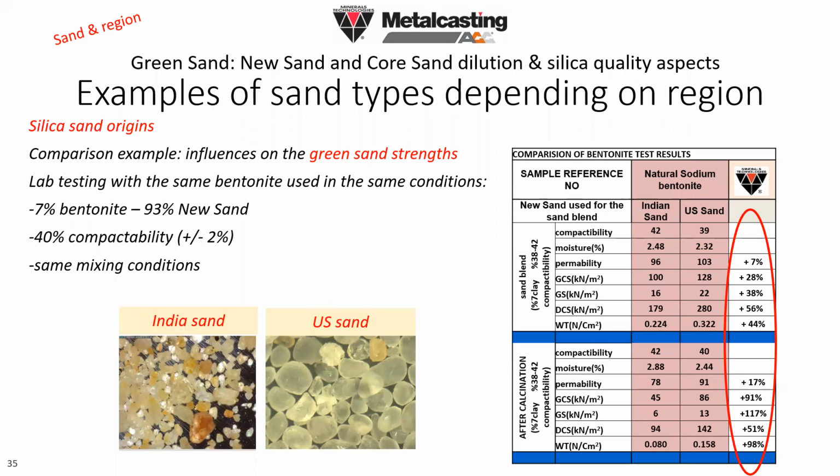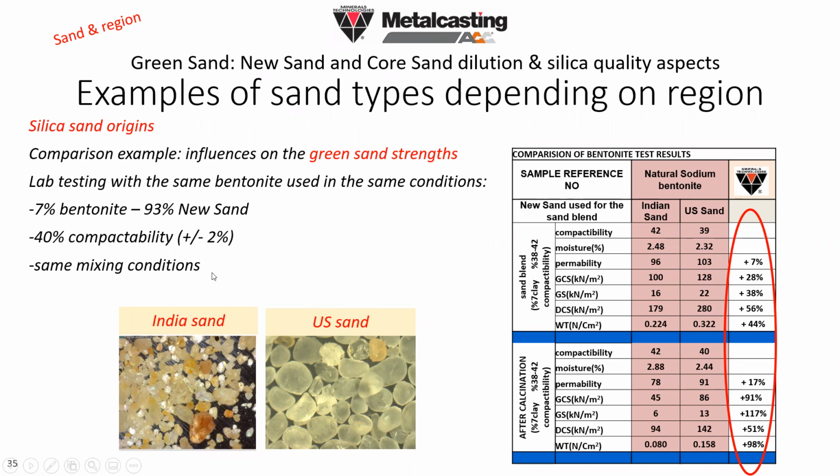Another very interesting comparison that we can do is the strength in green sand using bentonite. And in this example, we had 2 sands, Indian sand and US sand. And it was interesting to look at the different strengths obtained with exactly the same condition of usage: 7% bentonite, 93% new sand, 40% compactability, and the same mixing condition.